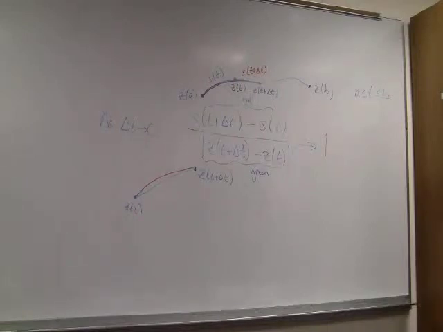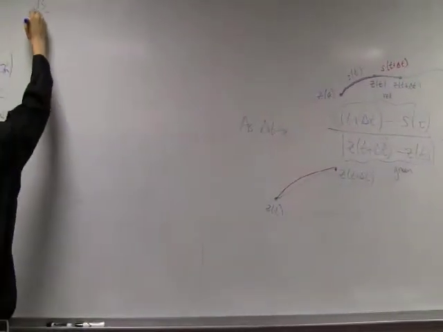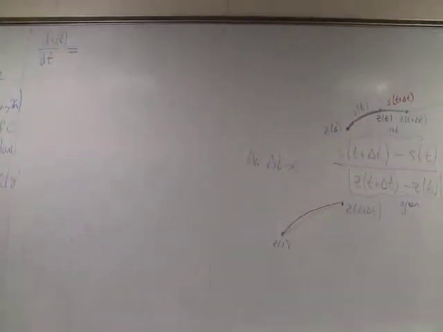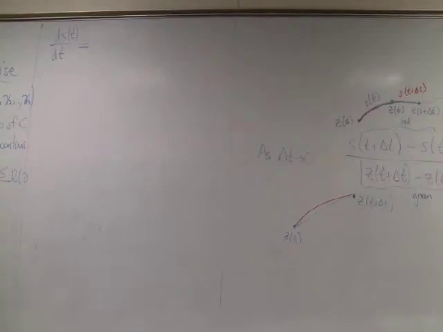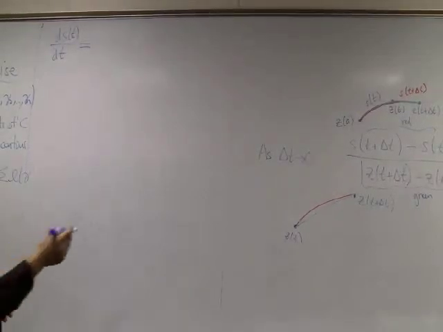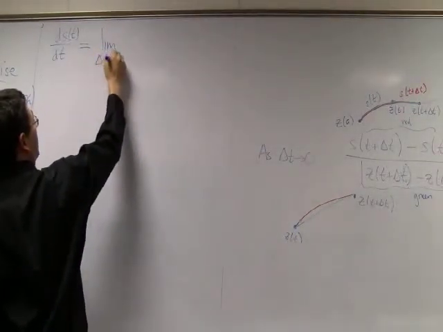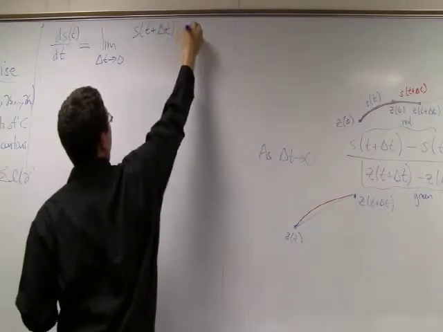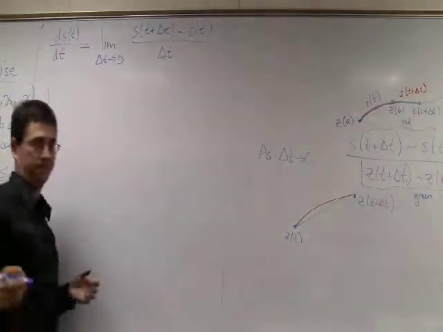So, we're going to compute the derivative of s of t. What's the definition of the derivative? That's all we have to remember. This is really easy. It's the limit as delta t goes to 0 of s of t plus delta t minus s of t over delta t.